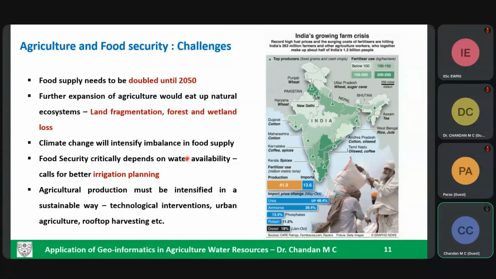Then coming to the other set of challenges, what we are facing specifically with respect to India and the agriculture and food security, we say. So we all know that since the population has been increasing throughout the years, our supply and demand chain is being disrupted, and our supply needs to be doubled by the year 2050. And we also are facing the challenges with respect to land fragmentation. We have forest loss, we have wetland loss. How do we address this? That is also one of the major challenges.